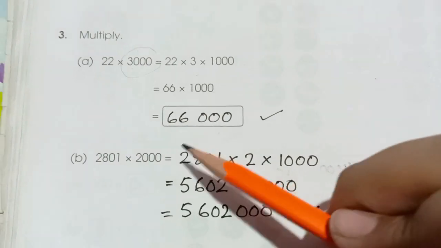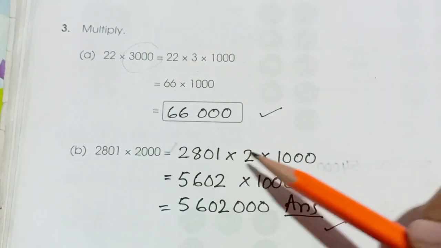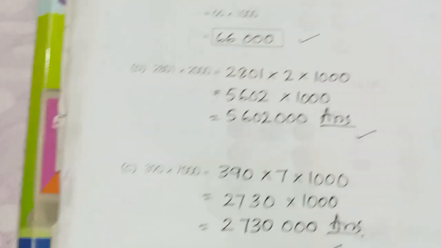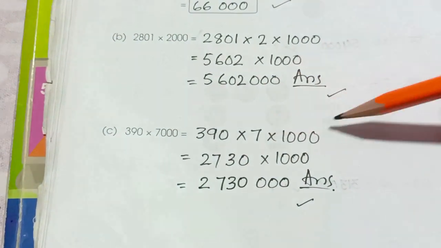2801 multiplied by 2, because we have 2000, so we break it into 2 and 1000. 7000 into 7 and 1000.